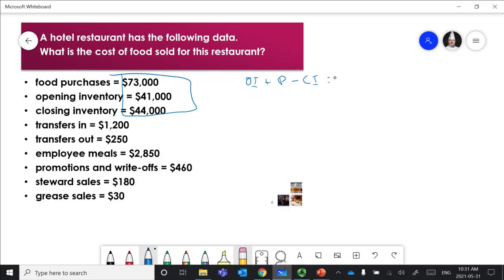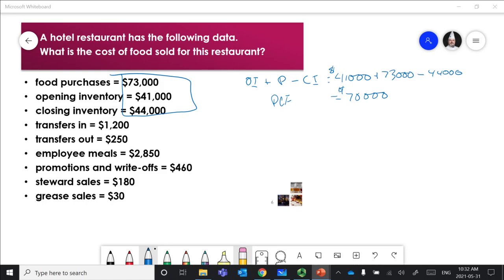And that's going to give us 41,000 plus our food purchases of 73,000, subtracting our closing inventory of $44,000, which is going to give us a preliminary cost of food of $70,000. Okay, so now for the rest of these items that are listed here, we need to figure out, are those going to be added to that 70,000 or subtracted from that 70,000, right?